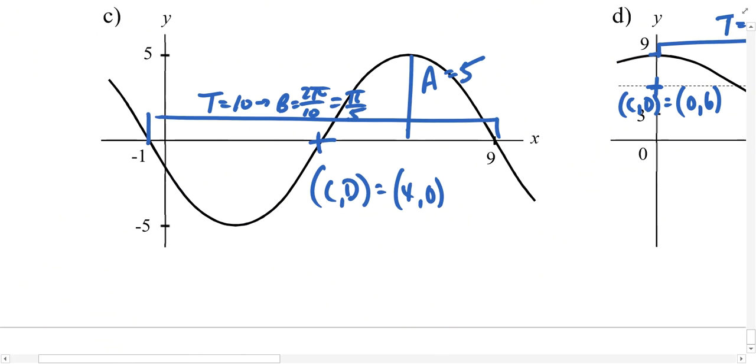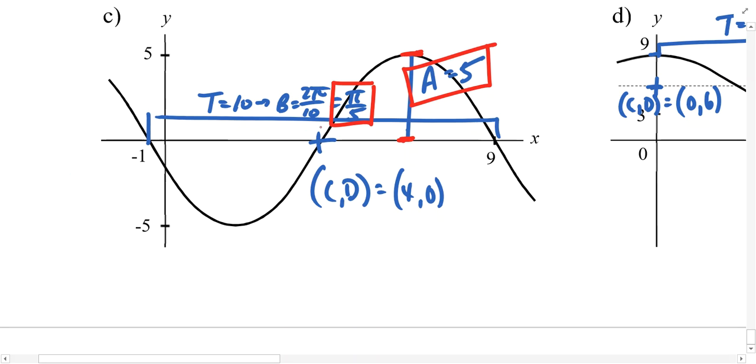For part C, I see that our t value is 10. So from -1 to 9 is 10 units. It takes 10 horizontal units for the cycle to complete. So our b value is 2 pi divided by 10, or 1 pi over 5. Our height from midline to peak is 5 units, so our a value is 5.